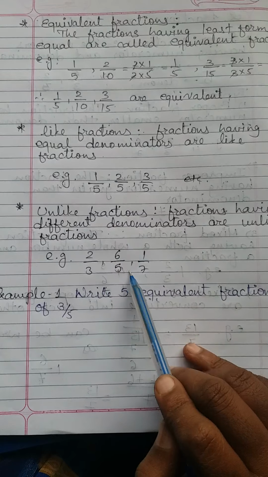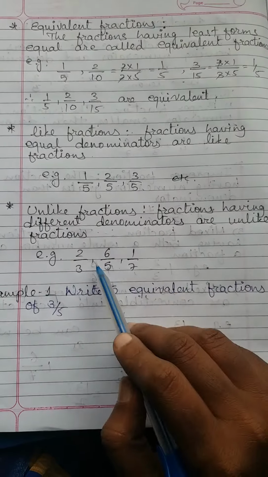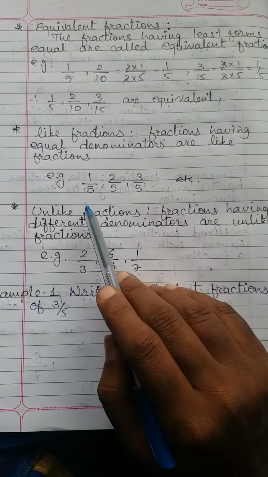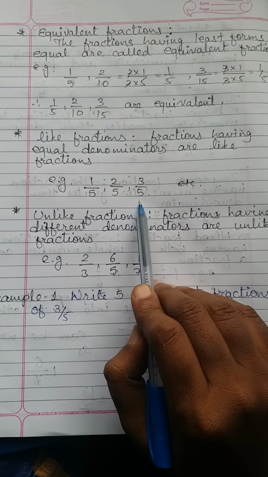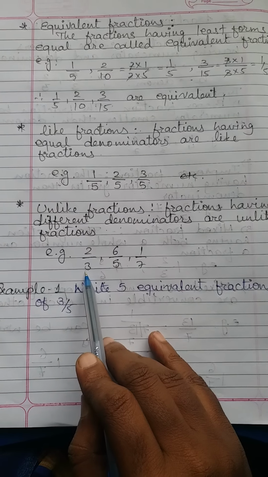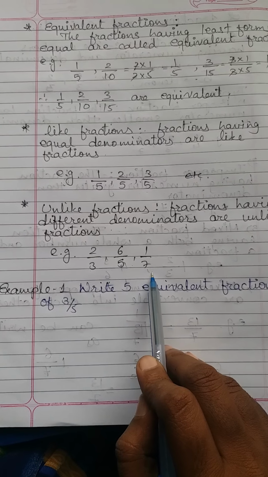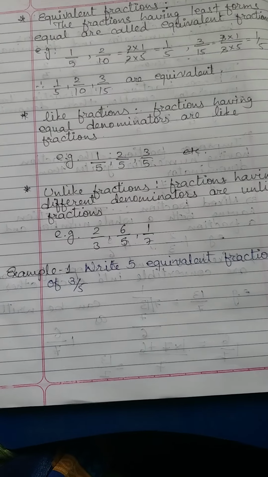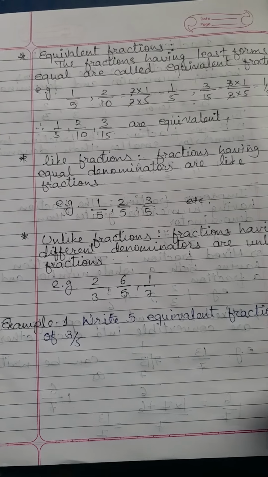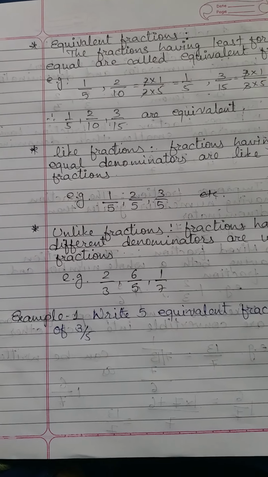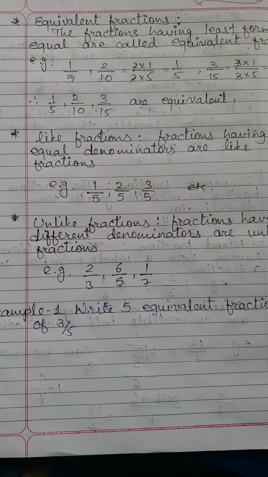Okay, what are like and unlike fractions? The fractions in which denominators are equal are called like fractions, whereas the fractions in which denominators are different are called unlike fractions. Now, with the help of your prior knowledge, we'll solve examples.